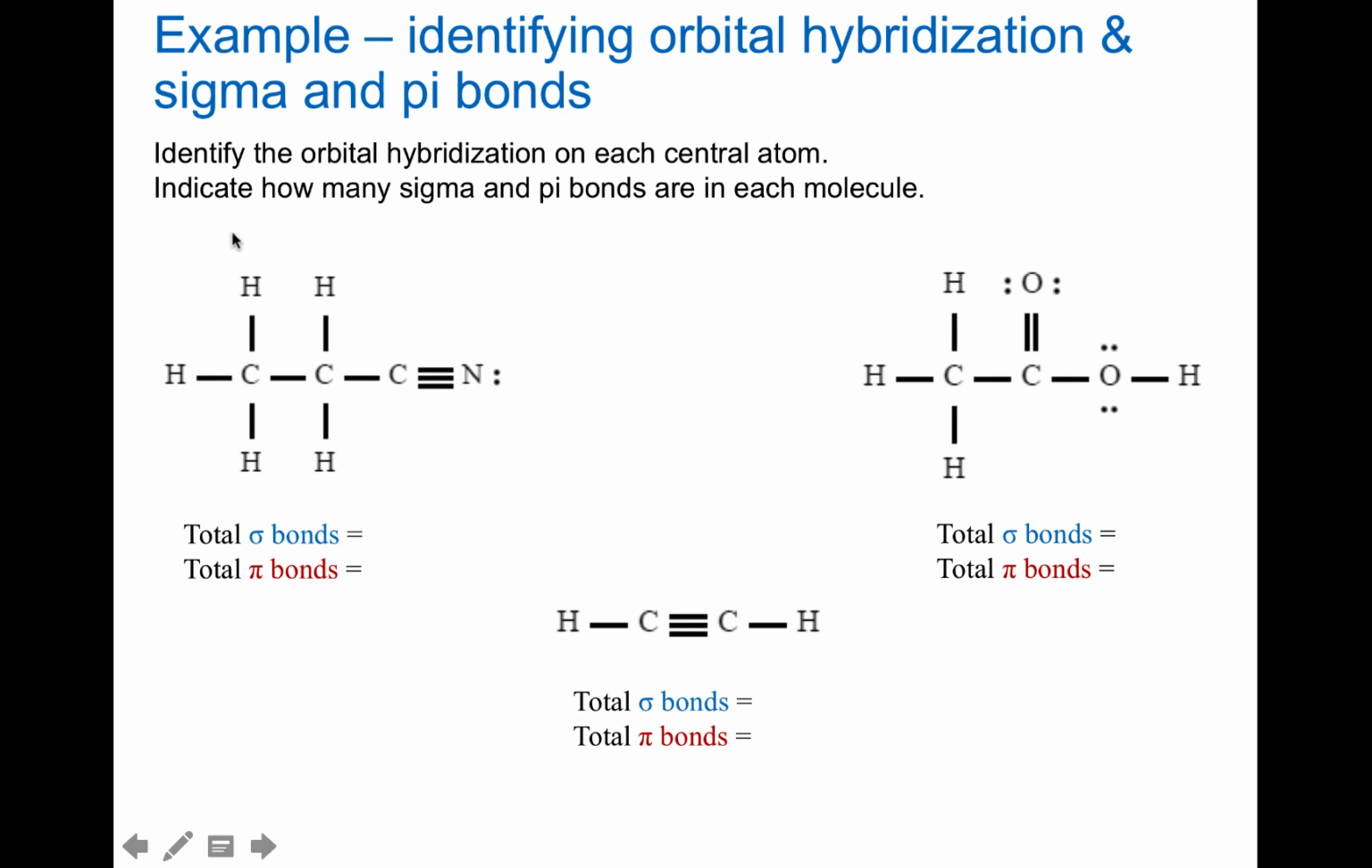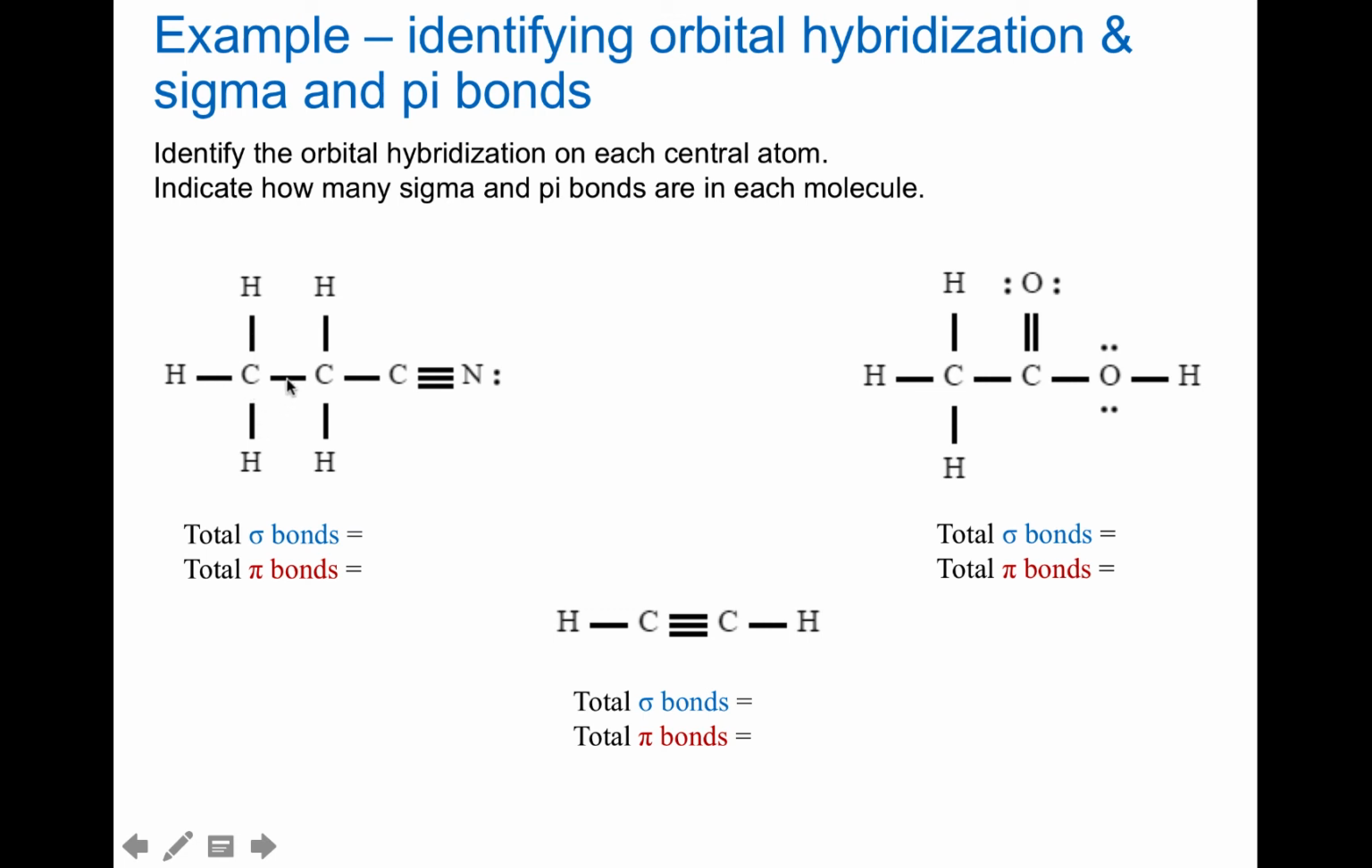These molecules are a little bit more complex than the Lewis structures you're used to drawing, but you should be able to look at this molecule and identify the orbital hybridization around each central atom, and then also figure out how many sigma bonds and pi bonds are in the entire molecule. So first, let's identify the orbital hybridization on each of these three carbon atoms. And remember, you can do that if you know the electron group arrangement.